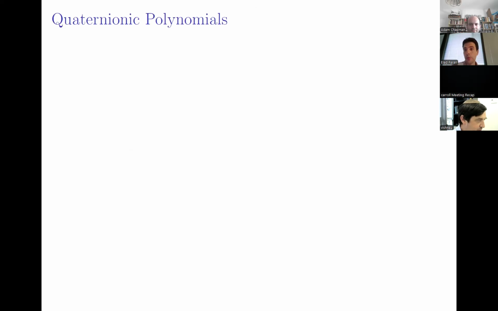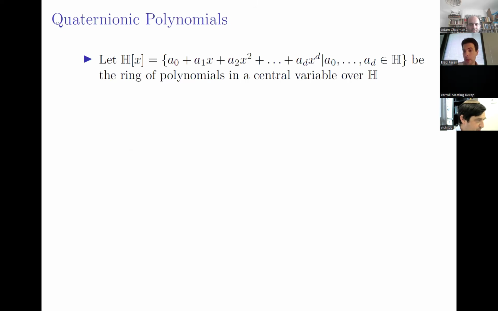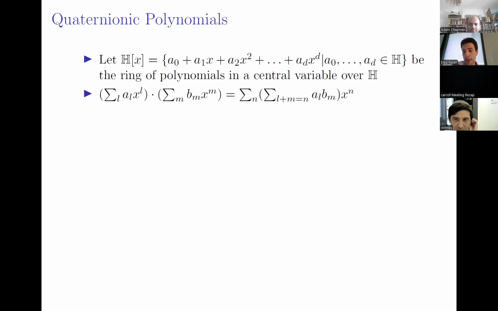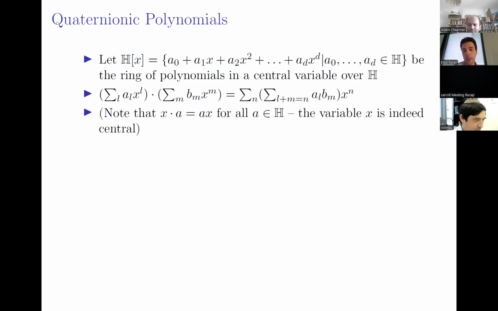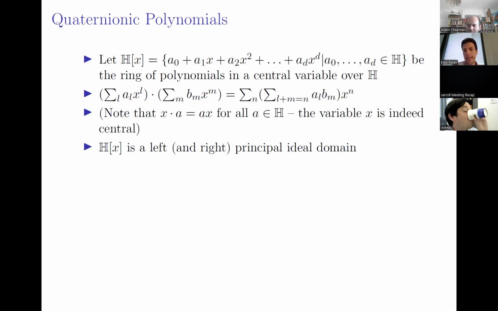So first we need to formally describe the question. So first we consider the ring of polynomials in a central variable over the quaternions. When I say a central variable, I just mean that additively it's just the usual ring with the usual product rule. And if you apply the usual product rule, it just follows that if you multiply a variable x by a constant a from the right, it's just ax. So from this, it's immediate that the variable commutes with everything. So the variable is central, and it is well known that this is a left and right principal ideal domain.